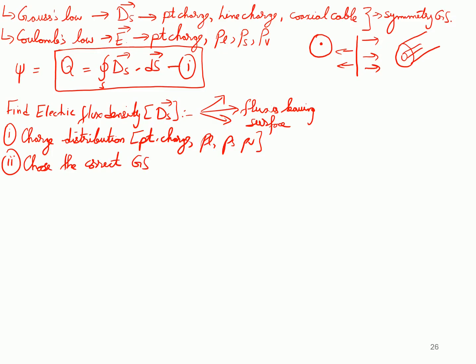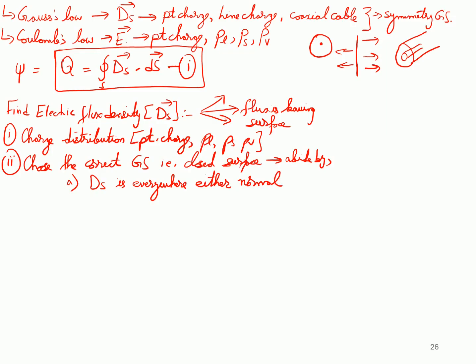By correct Gaussian surface, it means that we should have a closed surface such that the charge is evenly distributed. And in order to have this closed surface, we further need to abide by two more conditions, and that is that our electric flux density D of S should be everywhere either normal to the surface or tangential.